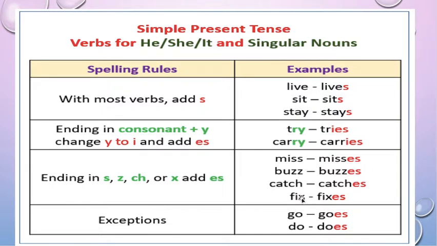Fix. X is at the end of the verb, so we will simply add es to the verb. So miss, misses. Buzz, buzzes. Catch, catches.